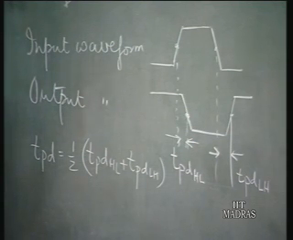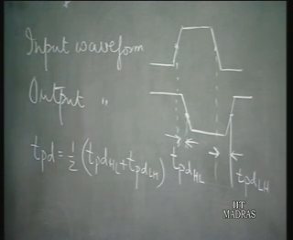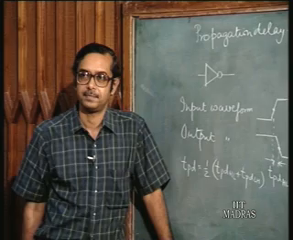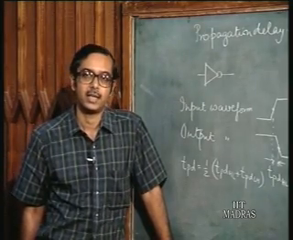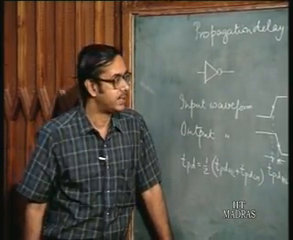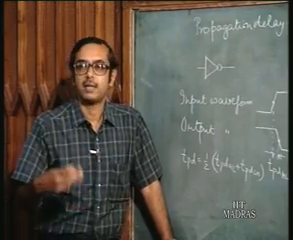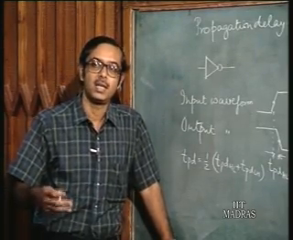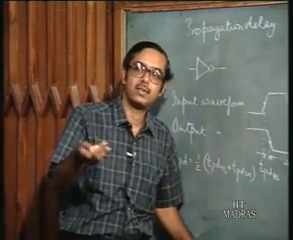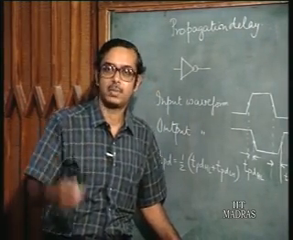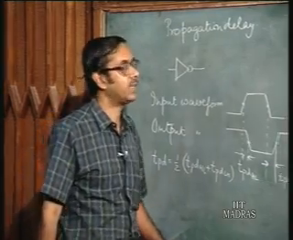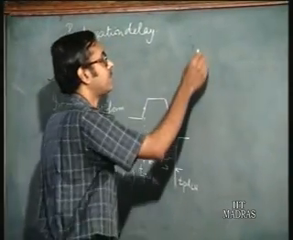Now, how do you measure it? There is a very interesting circuit to measure this propagation delay, which is called the ring oscillator, and that is used to measure the propagation delay of any logic gate. The ring oscillator consists of an odd number of inverters. If you have a NAND gate, for example, you can connect it as an inverter: you short the inputs and it behaves as an inverter. So, you have an odd number of inverters.